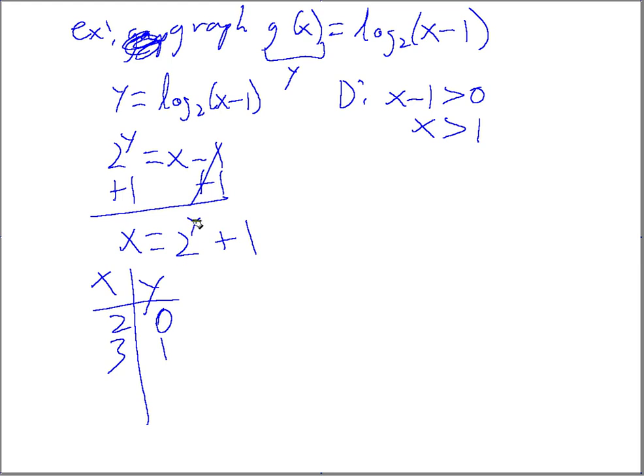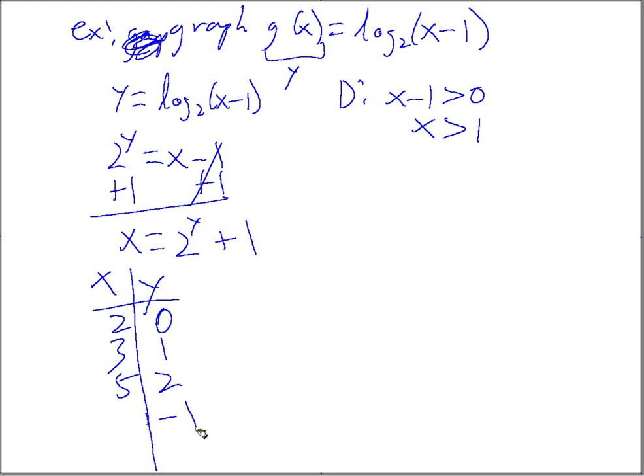Can we see that? If I pick 1 for y, 2 to the first is 2, 2 plus 1, 3 for x. Let's pick 2 for y, one more. 2 squared is 4, plus 1, 5. Now, x is getting bigger as y is increasing. So let's go ahead and try a negative number for y.